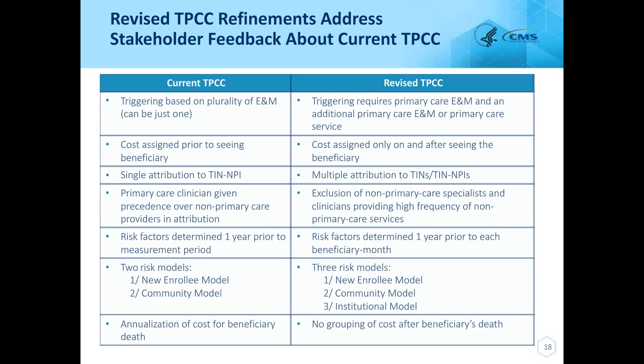The revised TPCC measure changes this to try and address the fact that previously there could be just one ENM that triggered a relationship in the current measure. What the revised TPCC measure does is that triggering a relationship between a beneficiary and a clinician requires not only a primary care ENM, but also a confirming event. And by a confirming event, I mean an additional primary care ENM, or a primary care service that could include certain diagnostic tests, lab tests, and so on.